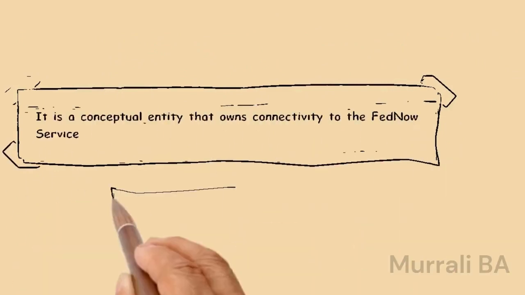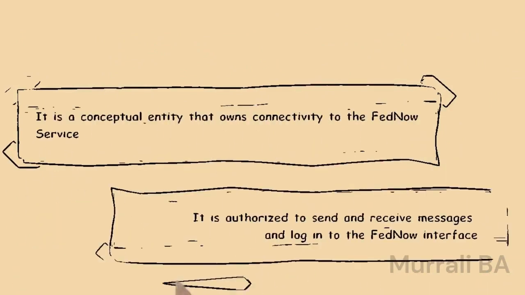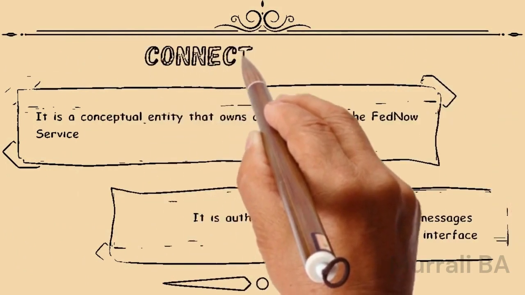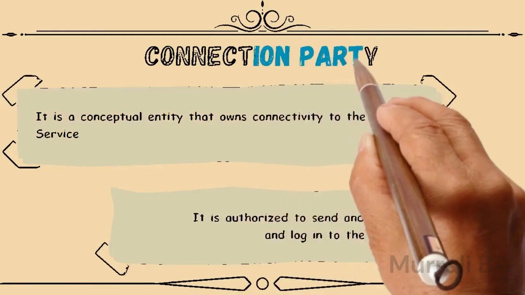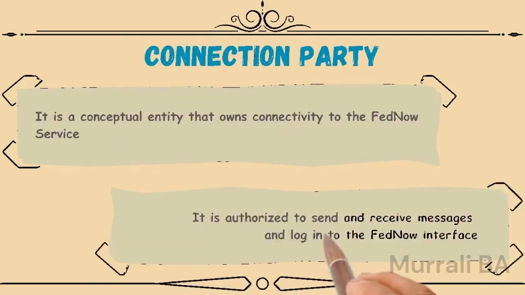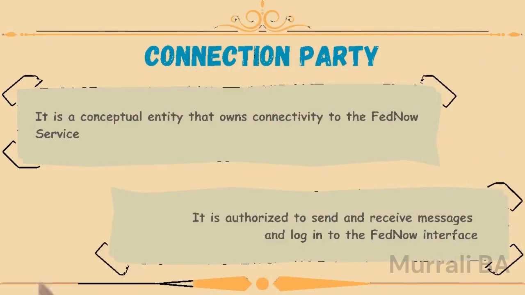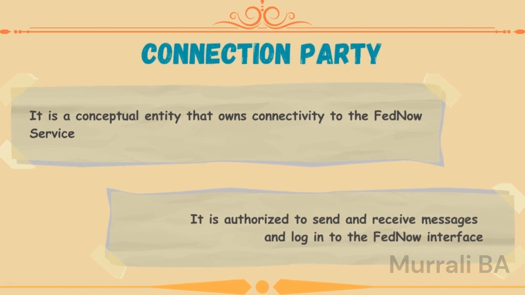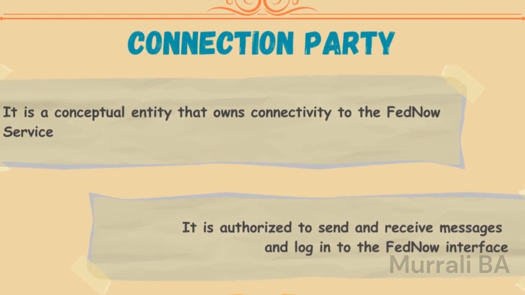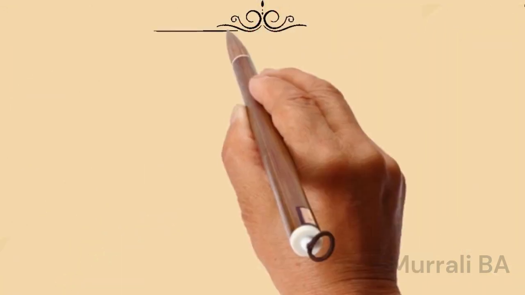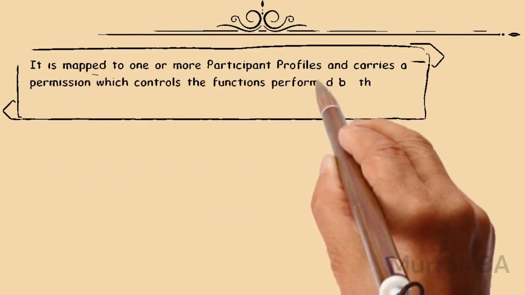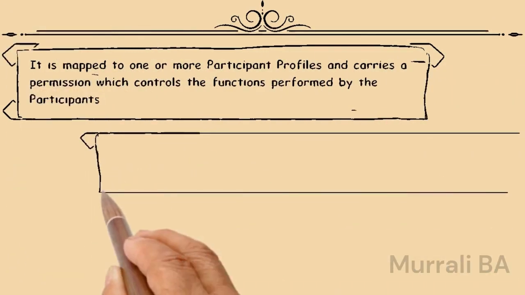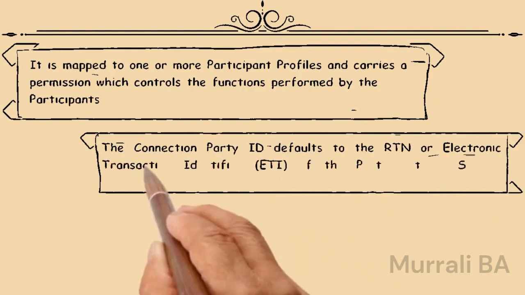Connection party. It is a conceptual entity that owns connectivity to the FedNow service. It usually maintains all connection information, including queue names, and identifies the message categories assigned to the specific queues. Connection party is authorized to send and receive messages via central MQ setup and also enables access to the FedNow interface. Each ACP has a connection party which is mapped to one or more participant profiles and carries a permission which controls the functions performed by the participant.